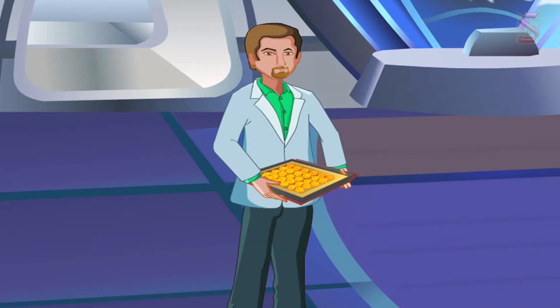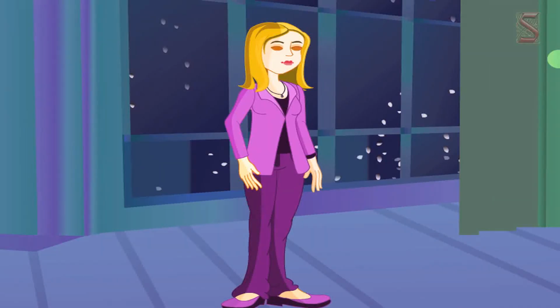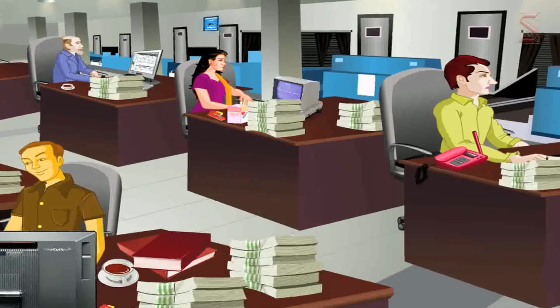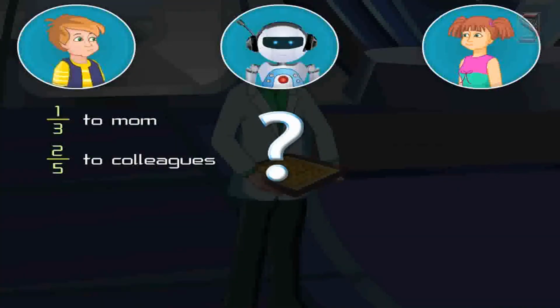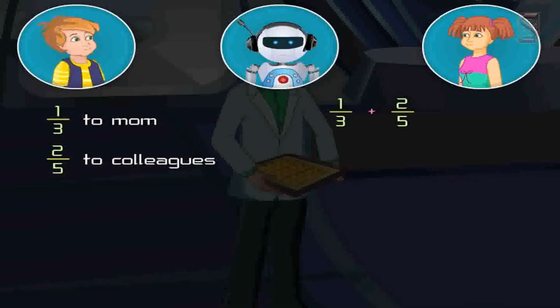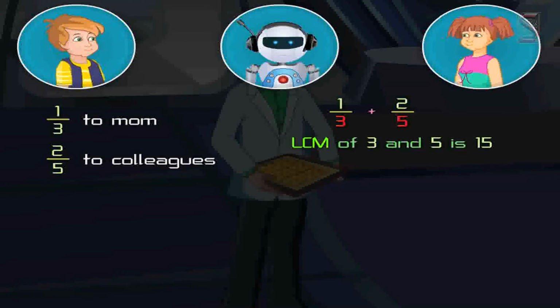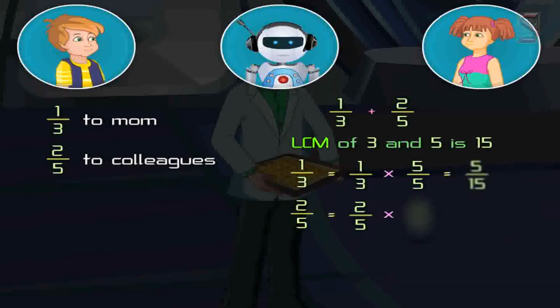Dad just got some sweets. He told me that he gave 1 by 3 to mom and 2 by 5 to his colleagues. How much of the sweet has he given? It can be found by adding 1 by 3 and 2 by 5. First, find the LCM of the denominators, that is 3 and 5, which is 15. Convert 1 by 3 and 2 by 5 into equivalent fractions with denominator 15. Since they are like fractions, we can add the numerators, which gives the solution as 11 by 15.